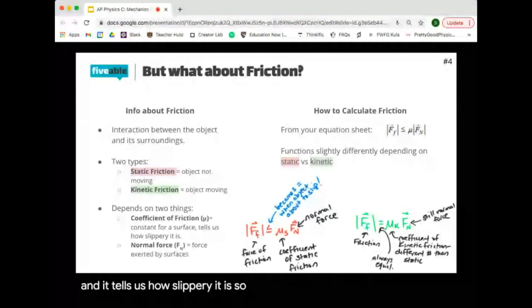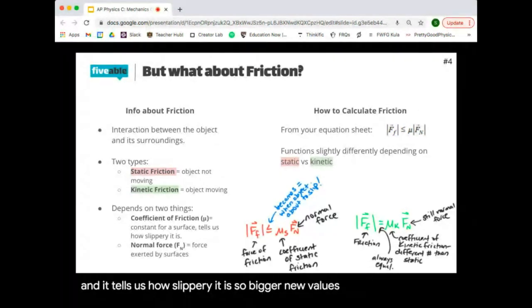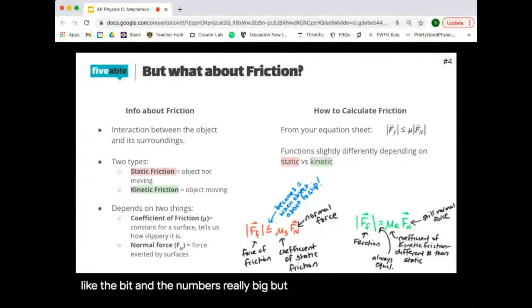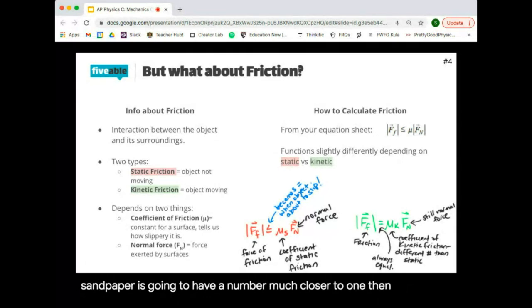So bigger mu values are more friction filled. Like sandpaper has a much bigger mu than ice does. All of those numbers are going to be less than 1 though. So by bigger, I don't mean the number is really big, but big relative, right? So sandpaper is going to have a number much closer to 1 than ice would.